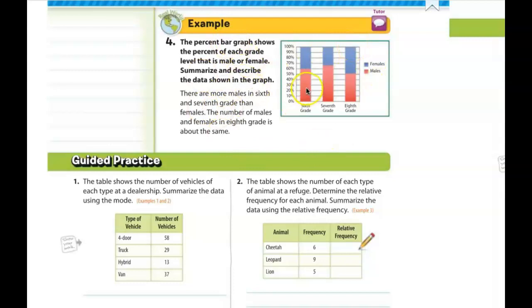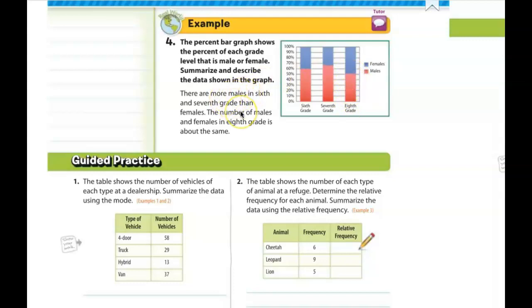So then we can make some conclusions about this. One conclusion is that there are more male students in 6th grade and 7th grade than there are female students in those grade levels. And that in 8th grade, it's exactly 1/2 female and 1/2 male.